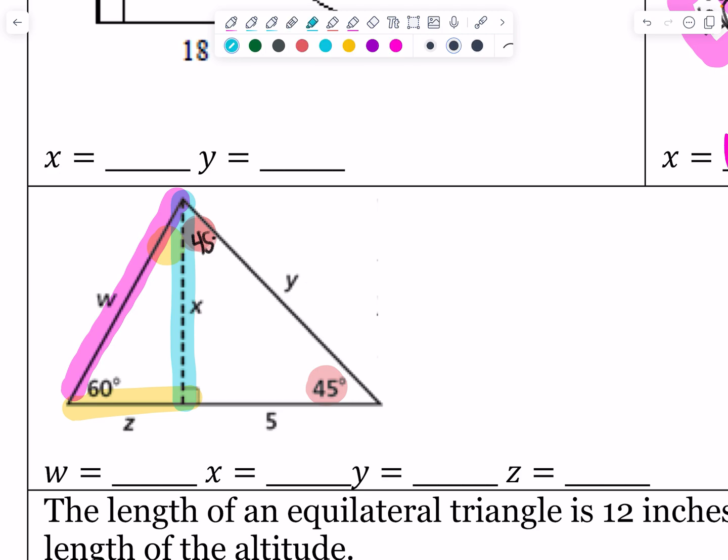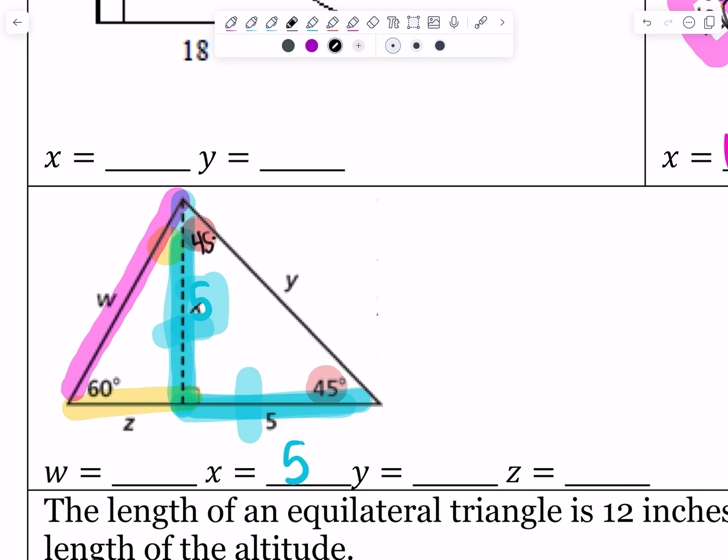So since this is a 45, 45, 90 triangle, I know that these 2 blue pieces are going to be the same amount because that's an isosceles triangle. So if that one is 5, x is also going to be 5. So this blue amount, x, is going to be 5. How does that help me find y?